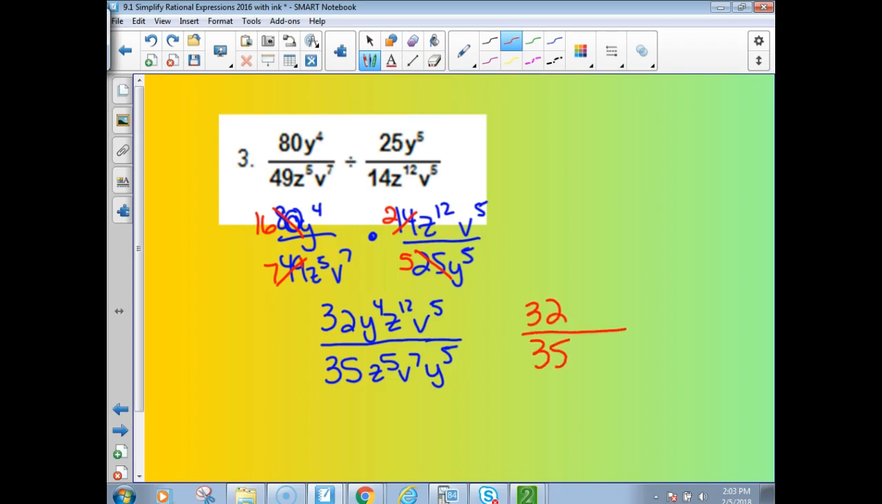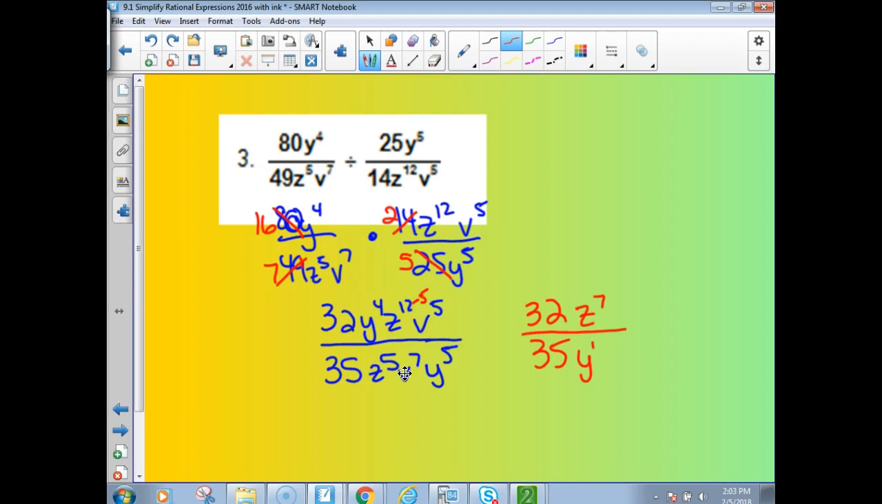That's not reducible. I have y to the fourth on the top, y to the fifth on the bottom. Excuse me, I said the wrong letter. So if I subtract 4 from 5, I'll have y to the first on the bottom. And you can write y to the first if you want, or leave off the 1. We've got z to the 12th in the numerator and z to the 5th in the denominator. If I subtract 5 from 12, I'll have z to the 7th on top.